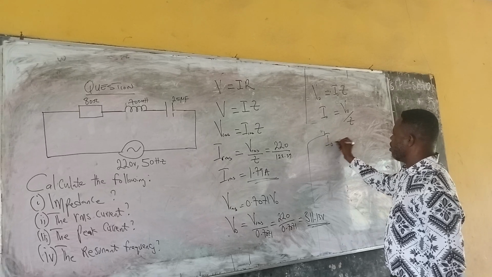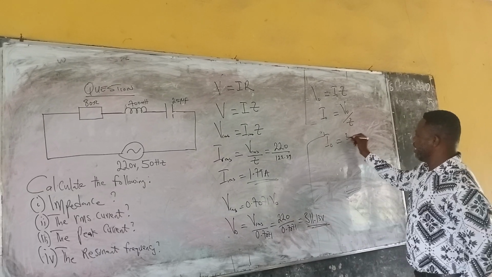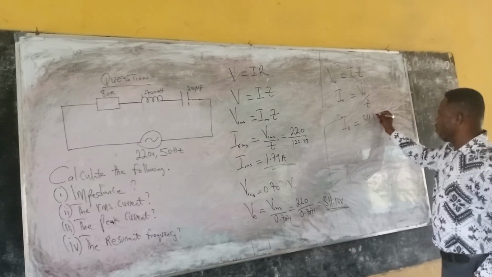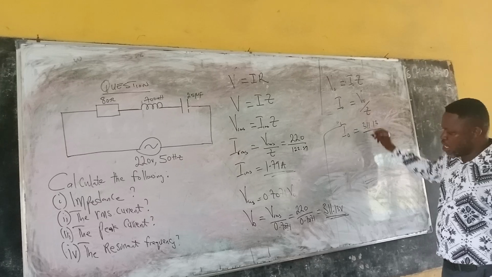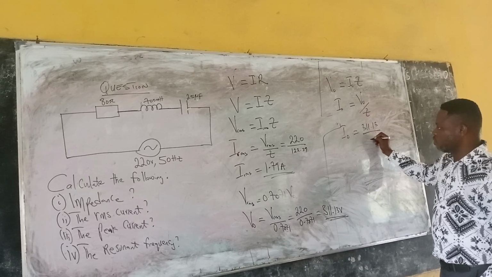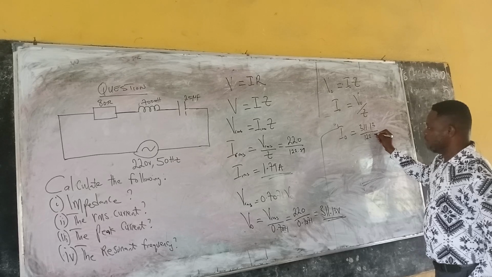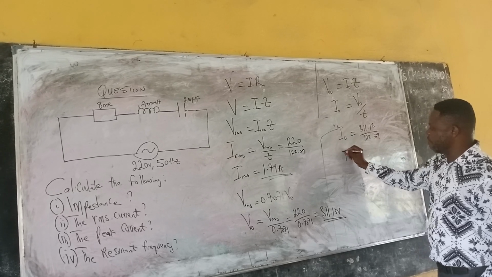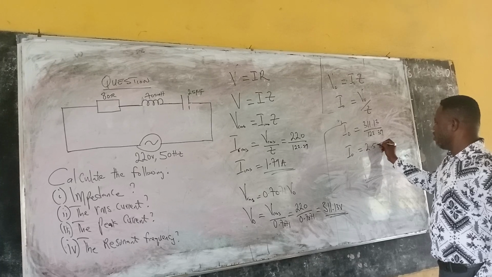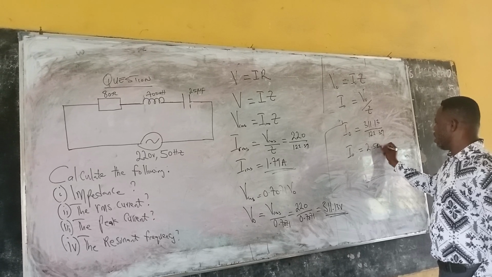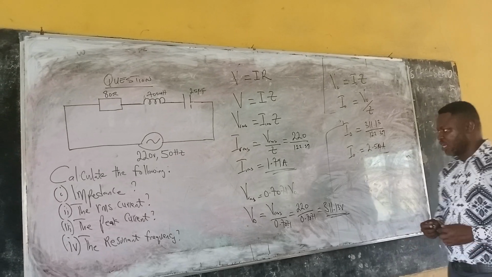So our I naught will now be given as, what is V naught? 311.13 divided by impedance, which we had earlier solved to be what? 122. Was it 122? Yes, 122.39. So the peak current is 2.54 amperes. That's one way of solving for the peak current.